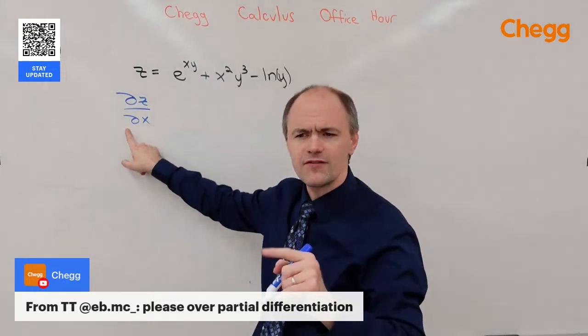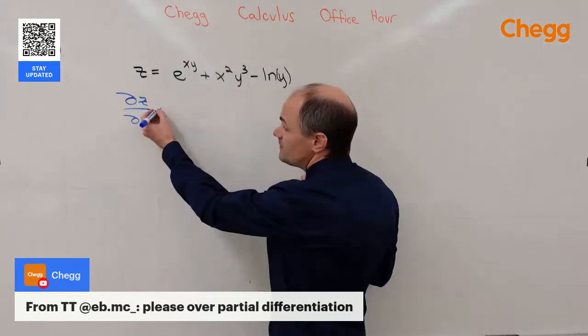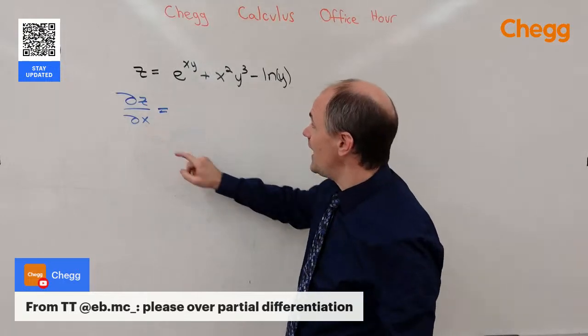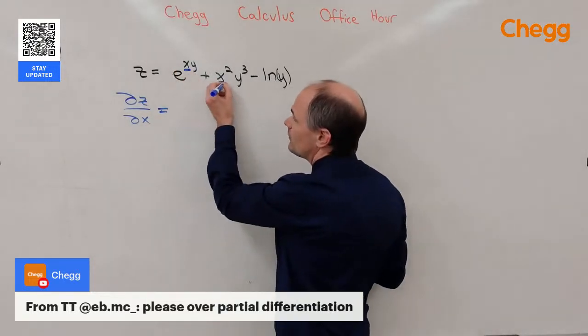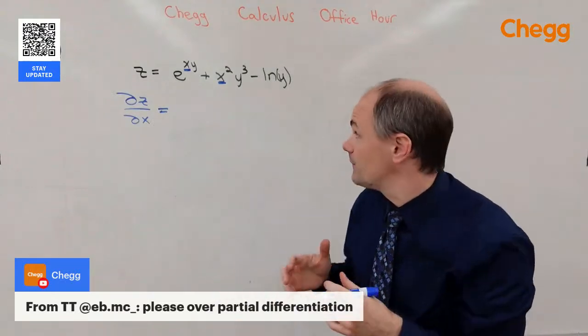Should be another fun topic. If you want to see implicit differentiation, stick it in the comments. We'll take a look at that. But if I'm taking the partial derivative with respect to x, that means the only variable is the x. I'm going to treat all the y's like they're a number.